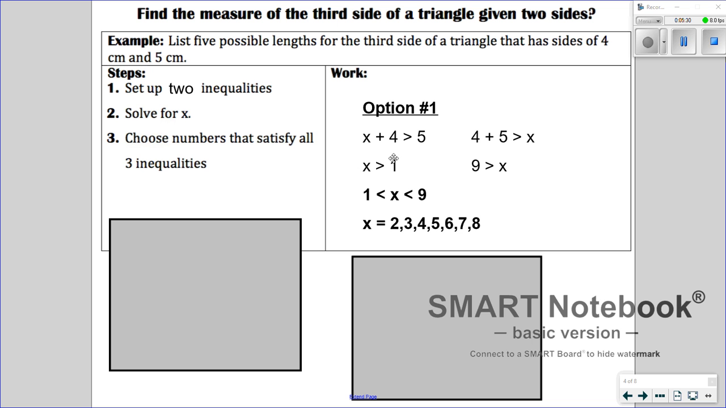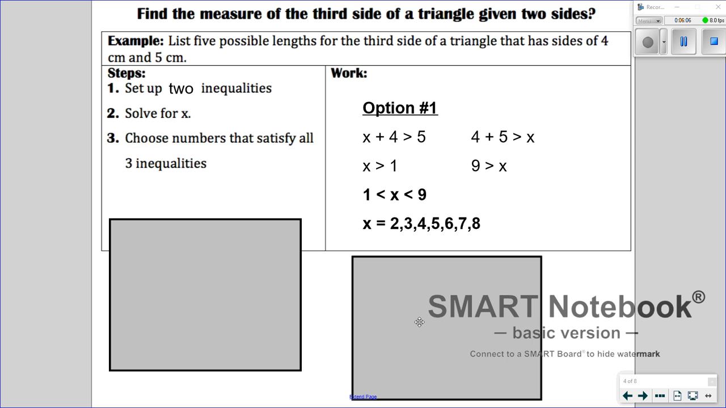So here I solved for x, and I found that x has to be greater than 1, and then for this one, 9 is greater than x. So that means x has to be greater than 1 but less than 9. I know they said list 5 possible lengths. I list all of them that satisfy it, which is 7 of them, but whatever 5 would work. So from 2 to 8 would satisfy this inequality, would be an option for a third side for the two given sides that they list for the triangle.